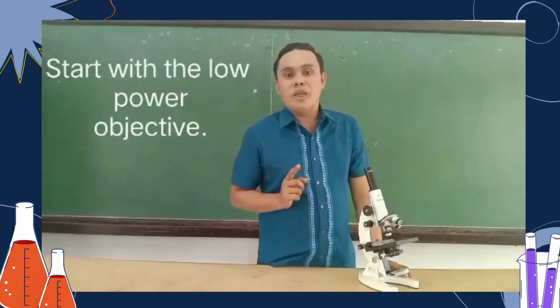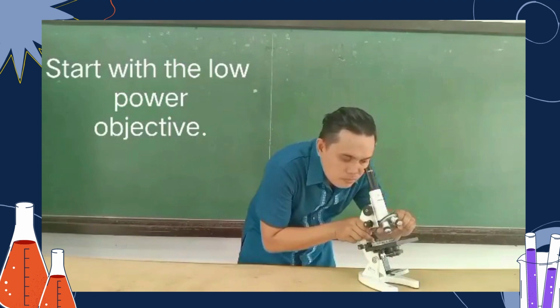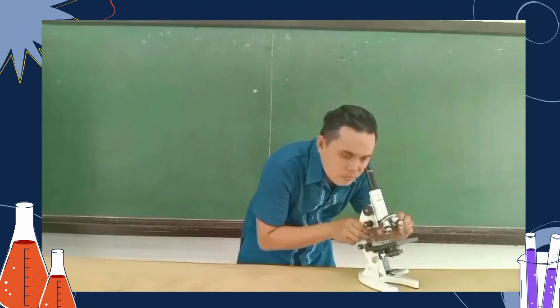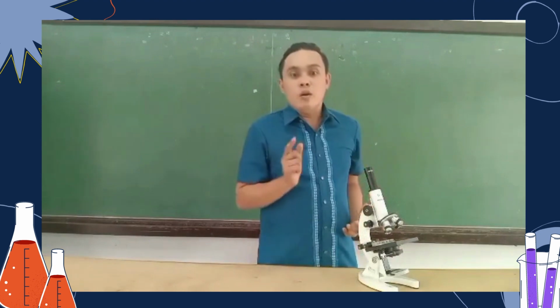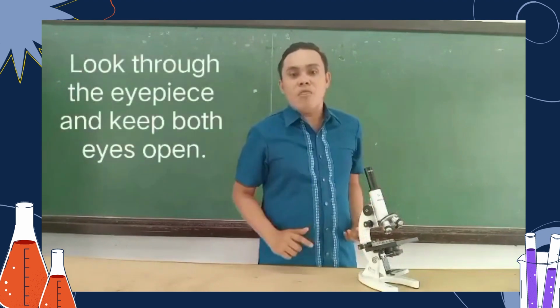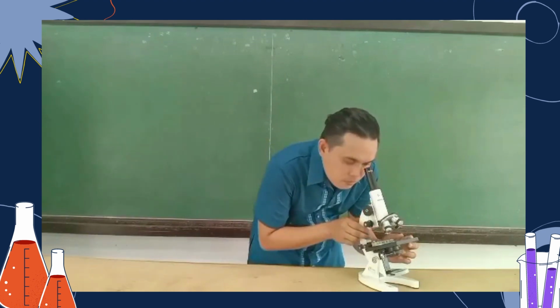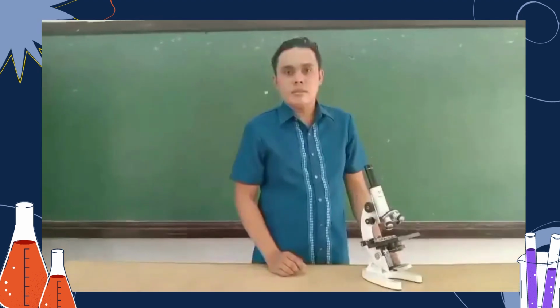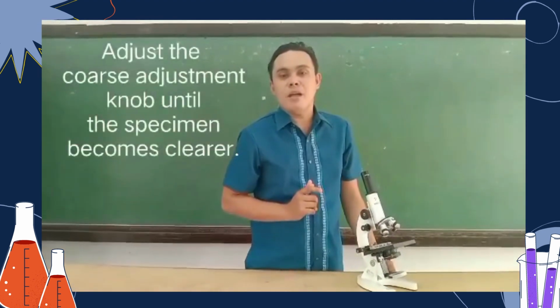Start with the low power objective. Always start with the lowest magnification. Look through the eyepiece and keep both eyes open. Adjust the coarse adjustment knob until the specimen becomes clearer.